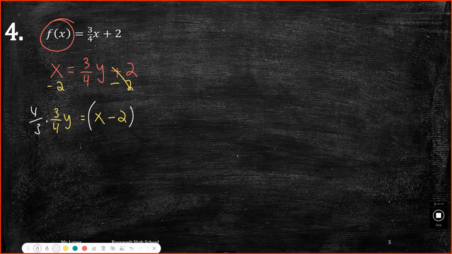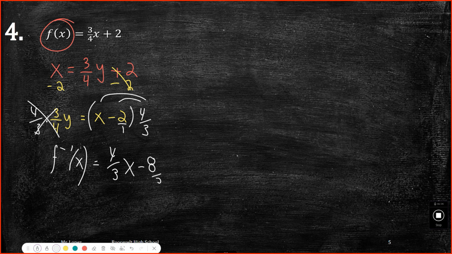Hold this and multiply by 4 over 3. I'm going to already switch the y to f inverse of x. And distribute. It's going to be what? 4/3 x. And it's going to be what? Put a 1 under 2. That'll be what? 4 over 3 times 2 is 8 over 3, no? Minus 8 over 3. Yeah, that should be good.